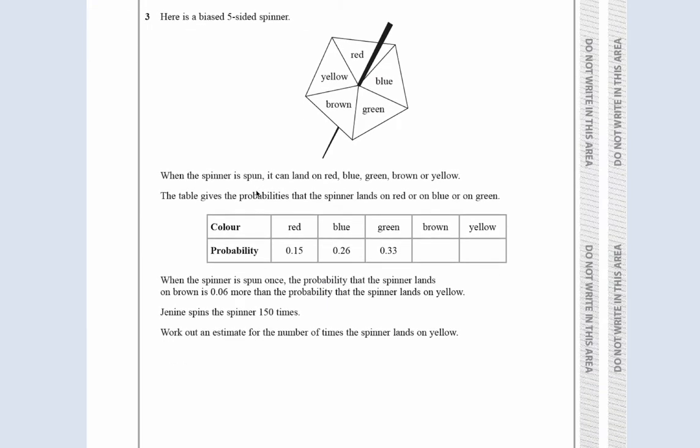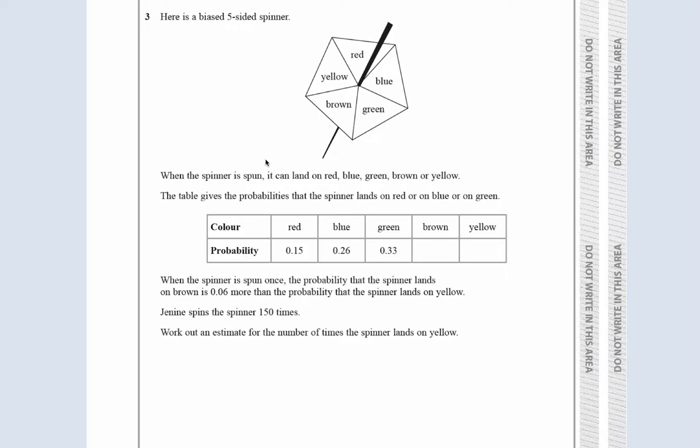Question 3. There's a biased 5-sided spinner. Biased means it's not the same probability that it will land on each of them. Some of them are different. When the spinner is spun, it can land on red and so on. The table gives the probabilities. Fine. When the spinner is spun once, the probability that it lands on brown is 0.06 more than the probability that the spinner lands on yellow. She spins the spinner 150 times, work out an estimate for the number of times it lands on yellow.